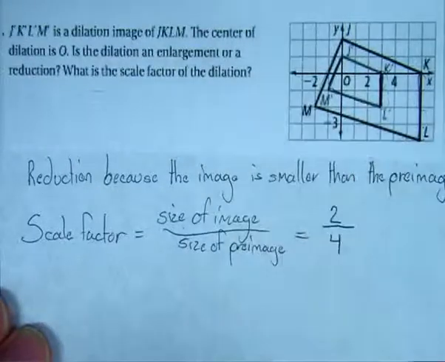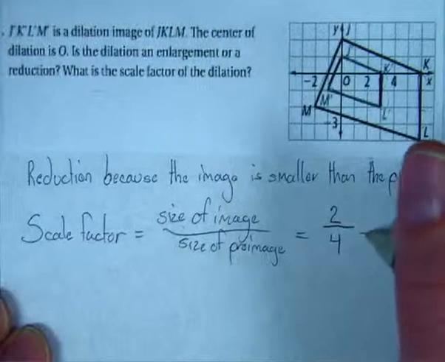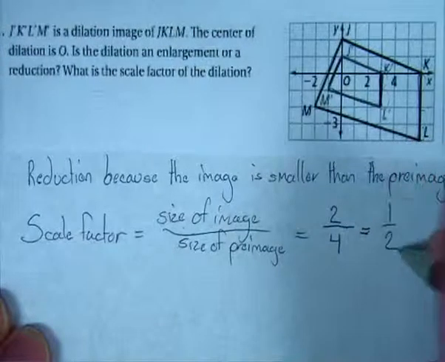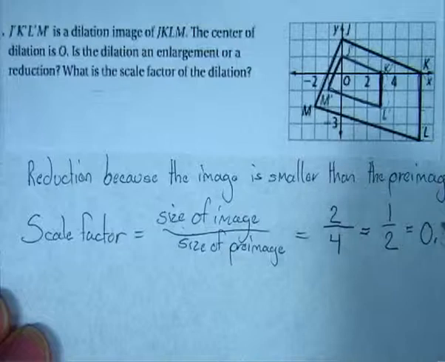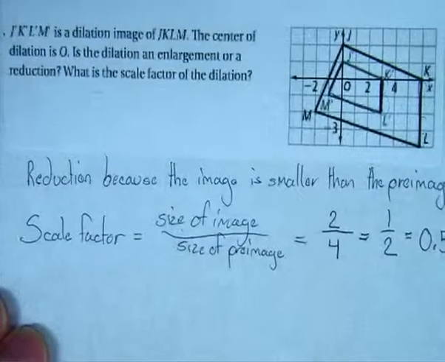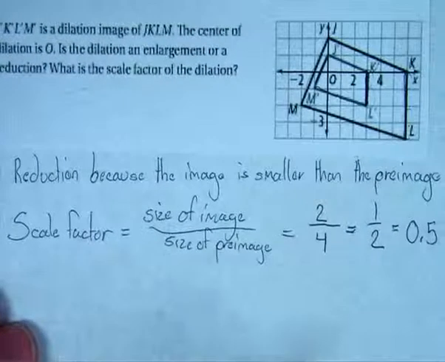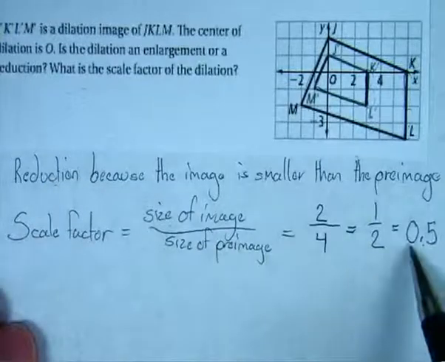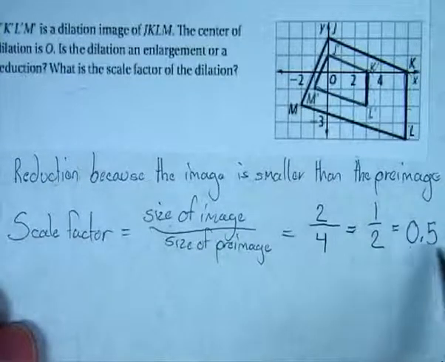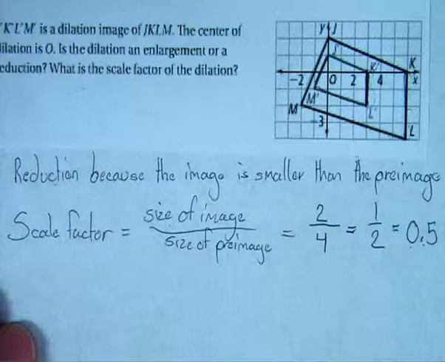So my scale factor is 2 over 4, which I can reduce to 1/2, or if you're a fan of decimals, you can say the scale factor is 0.5. And notice that that fits in with the fact that we said this was a reduction, because if your scale factor is between 0 and 1, you are going to have a reduction.